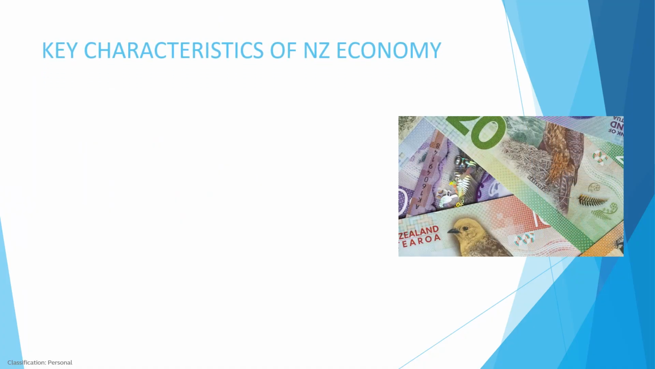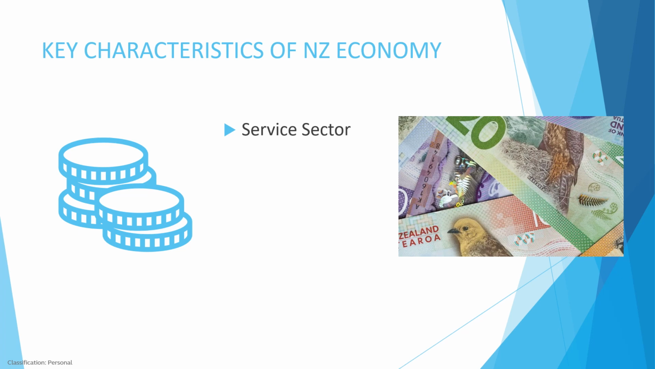The key characteristics of the New Zealand economy are below. Service sector. The service sector is the largest sector of the New Zealand economy, accounting for around two-thirds of the GDP. The main industries include tourism, financial services, and business services. Second is agriculture, an important factor of the economy, accounting for around 5% of the GDP. New Zealand is a major exporter of dairy products, meat, wool, and agricultural products.